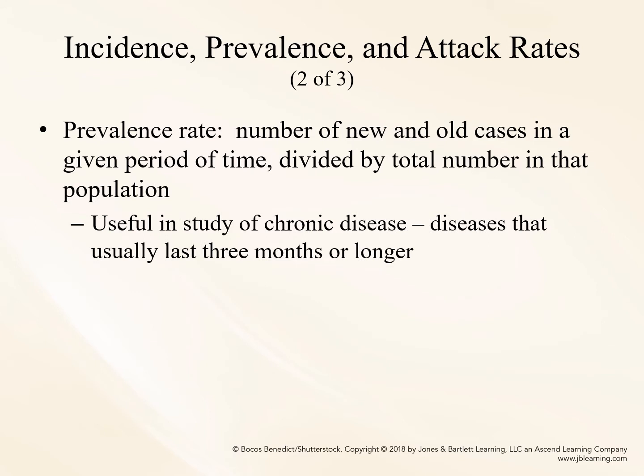Next, we have the prevalence rate, and this is the number of new and old cases in a given period of time divided by a total number in that population. So this is the number of all cases in a given period of time divided by the total number in that population. And this is very useful in the study of chronic diseases, or diseases that usually last longer than 3 months. So some common examples would be heart disease, arthritis, cancer, or diabetes.